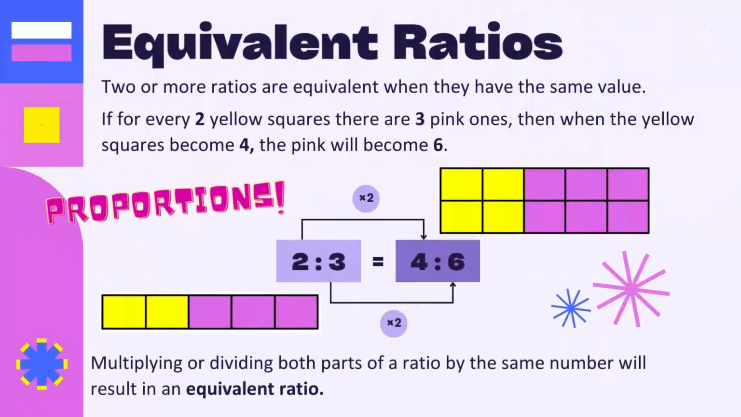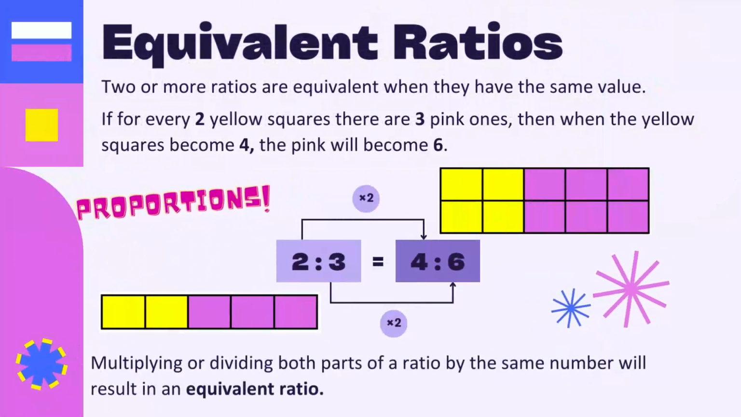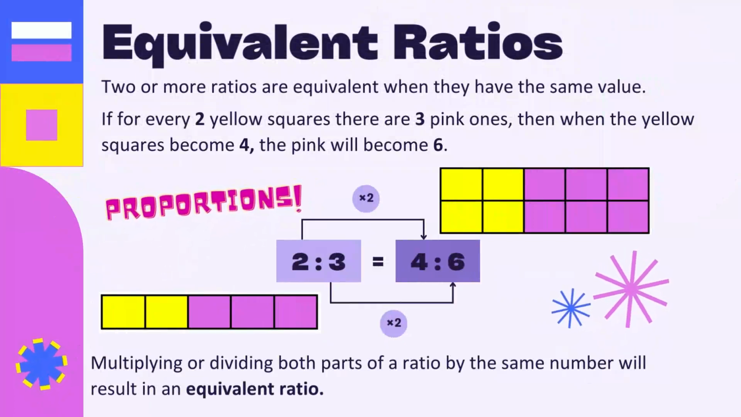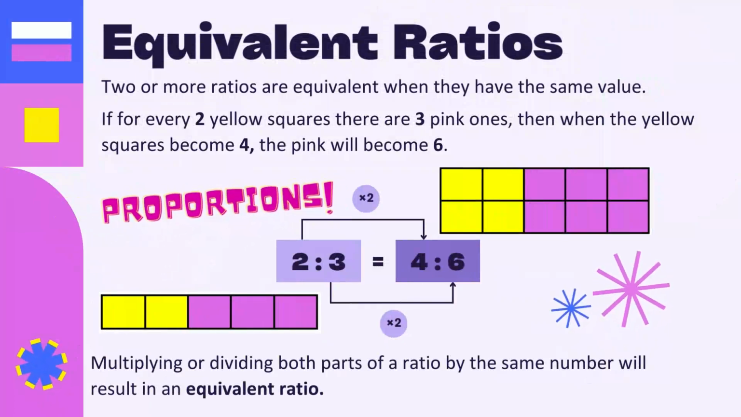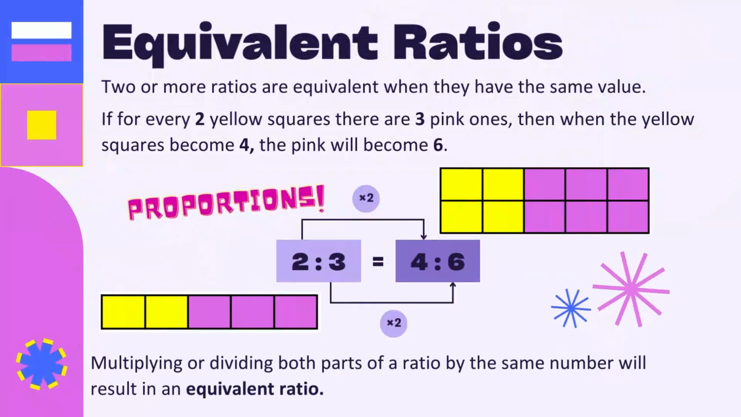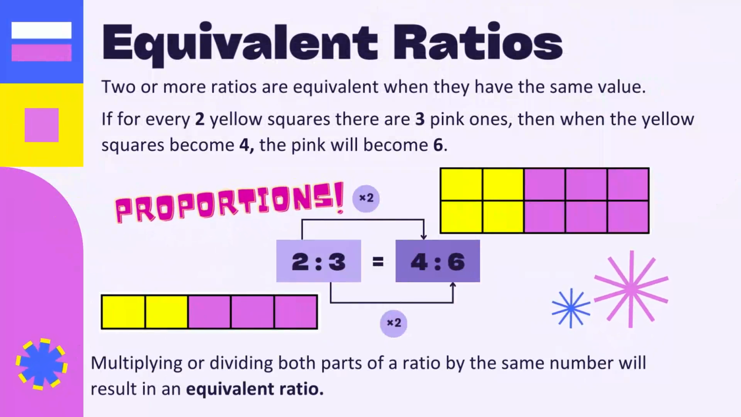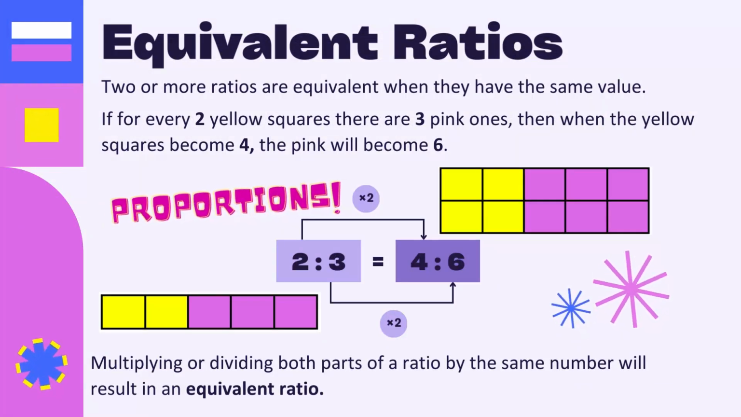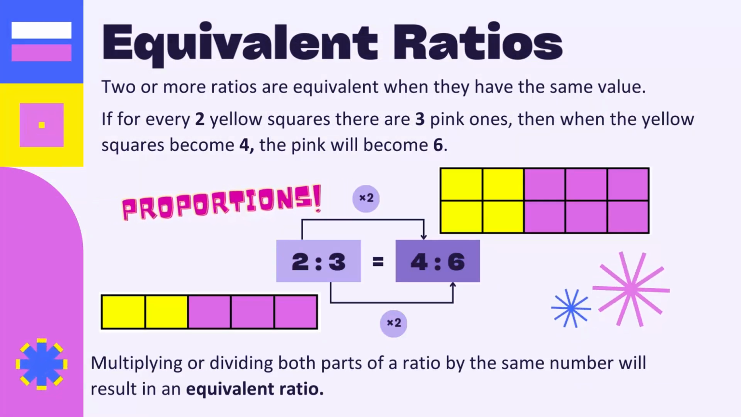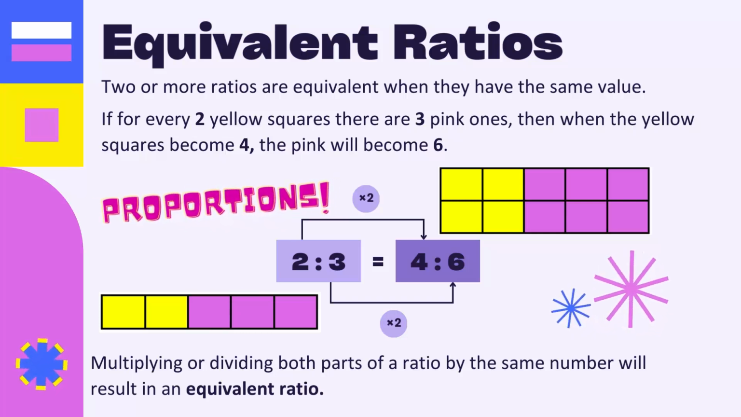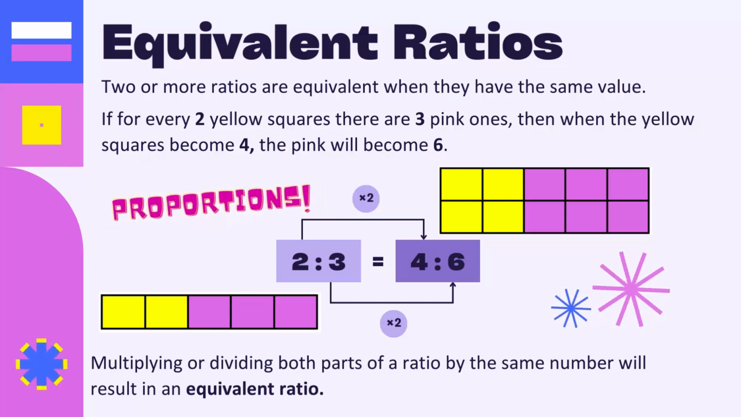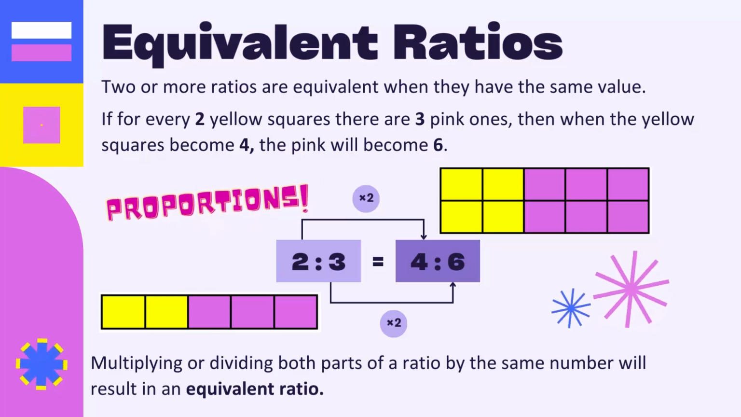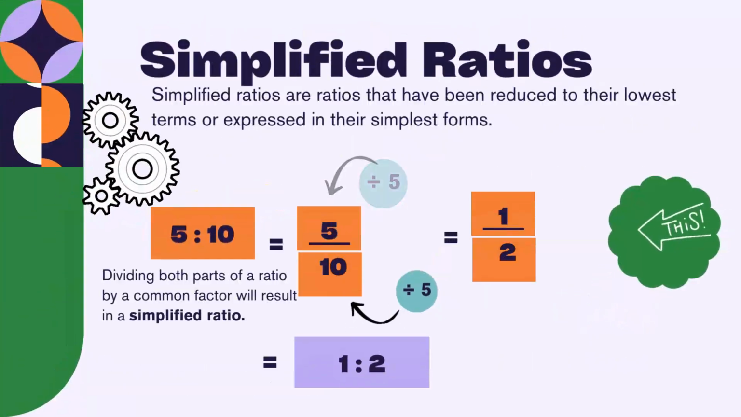Equivalent ratios are the ratios that are the same when we compare them. Two or more ratios can be compared with each other to check whether they are equivalent or not. In this example, if for every 2 yellow squares there are 3 pink ones, then when the yellow squares become 4, the pink will become 6. Therefore, 2:3 is equivalent to 4:6. Working with equivalent ratios is also known as proportions.